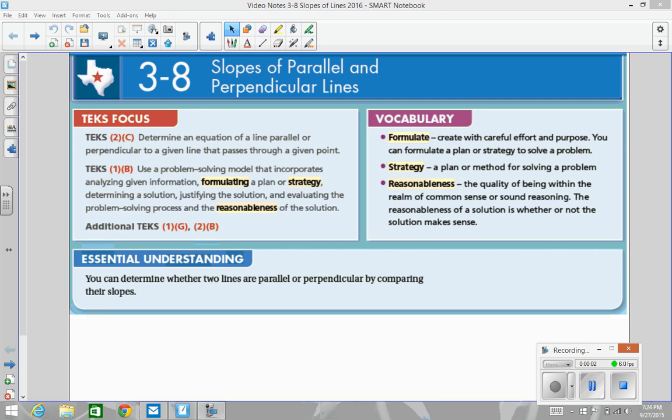Welcome to Geometry for AP. Today we're going to deal with slopes of lines. This is topic 3, section 8.